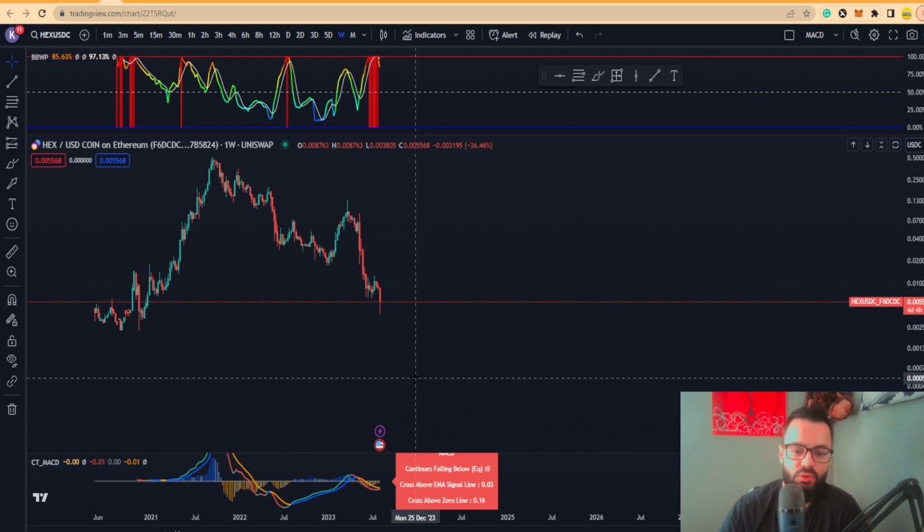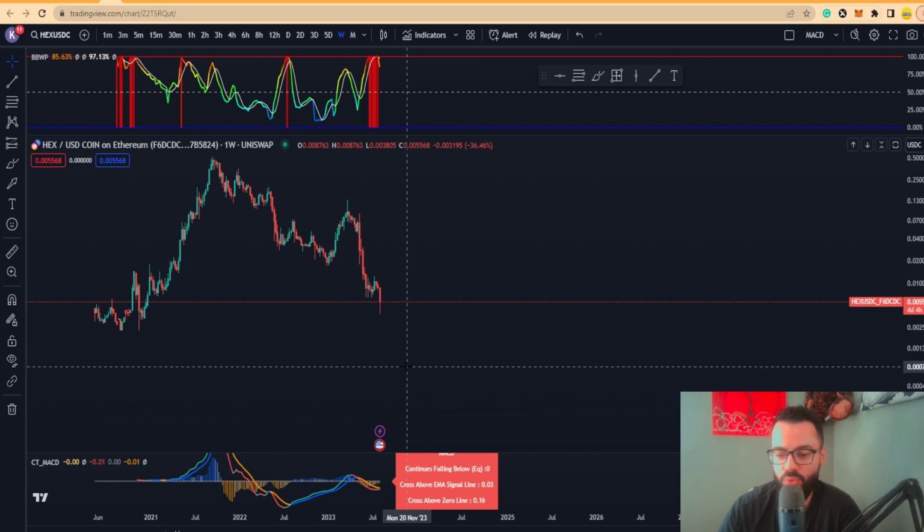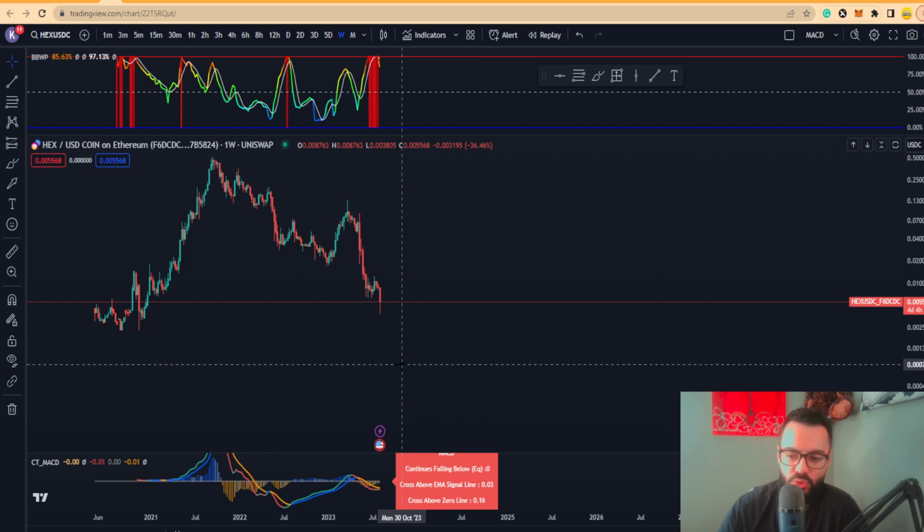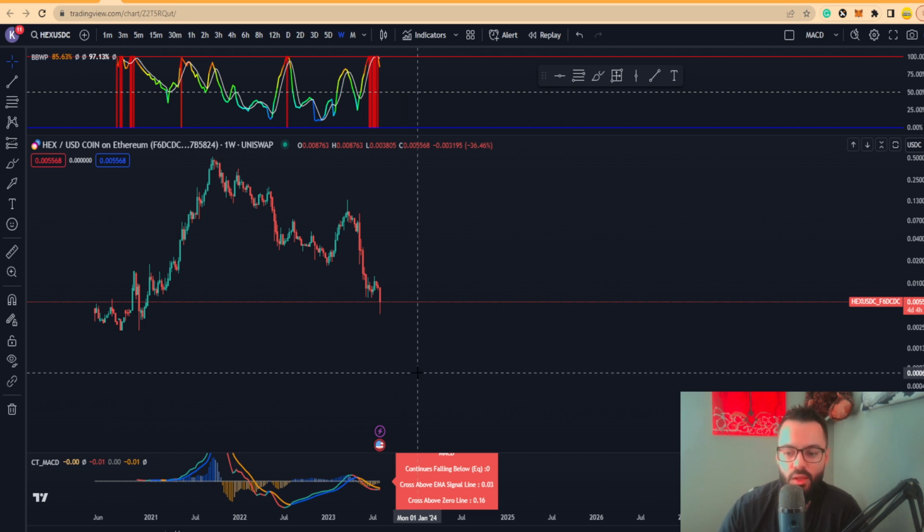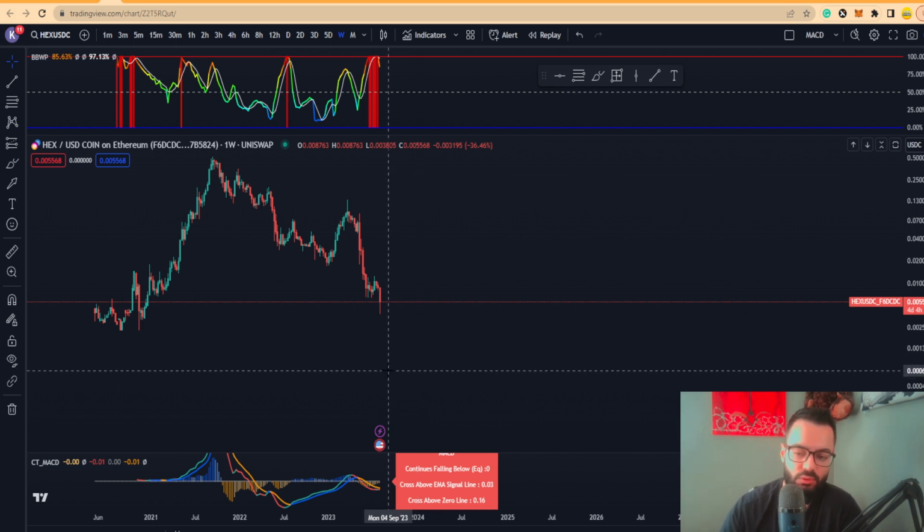Just remember that you always want to dollar cost average. Don't risk more than you can afford to lose. You survived the bear market, guys, but when the SEC is going after you, you have to be extra cautious. You always have to apply risk management, even if you believe in the project for the long term.